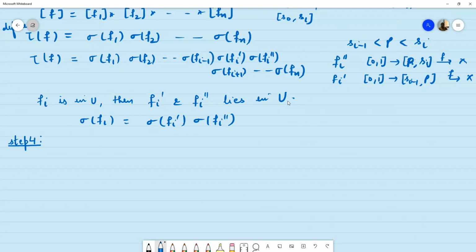Actually, in the next steps, we will prove conditions 1 and 2 for this mapping tau, and in the last step, we will complete the proof of the theorem. Okay, so I will explain steps 4, 5, and 6 in the next video.